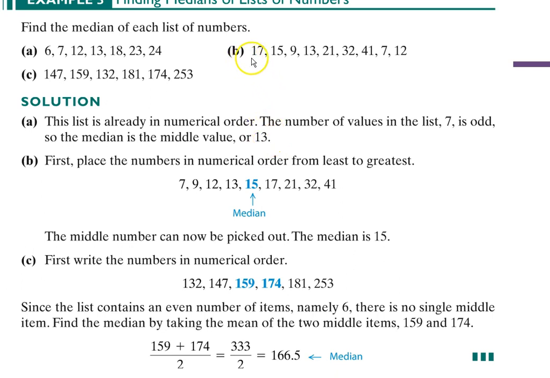In letter B, we'd have to put them in order. It's still odd, so again, we go to the middle. In letter C, putting them in order, but since these are 6, we have to go to the 2 in the middle, add them together, divide by 2, and then that gives us our median. So again, you'll be doing these for homework, but you want to include this as illustrations in your booklet.